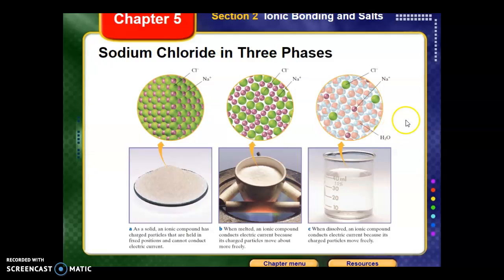Usually what you do is you take your sodium chloride and you dissolve it in water. And when you make salt water, now it can conduct electricity, right? Because you take your positive sodium ions, your negative chloride ions, and you surround them with water molecules. And now those particles are able to move and they carry a charge, right?